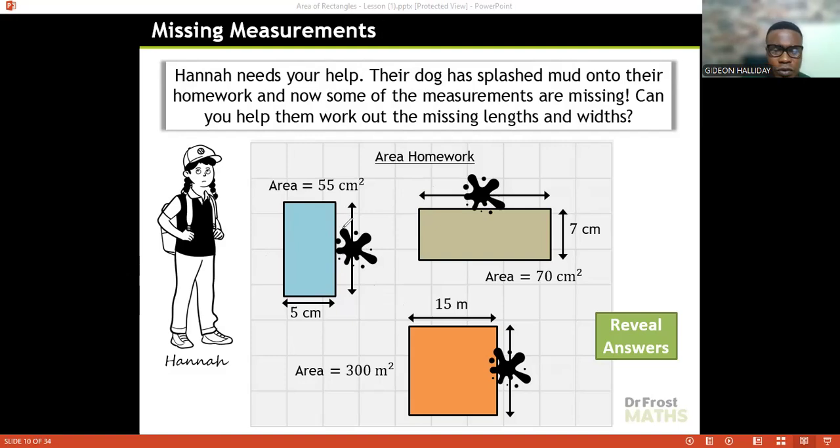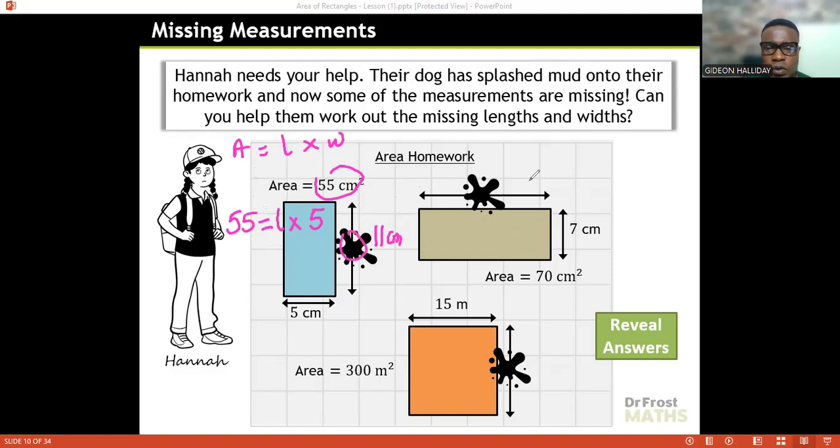Now, here's how you do it. Since you know that area equals length times width, what can we multiply? For example, let's use the first one. The area is 55, so you have 55 equals length times 5. What times 5 will give you 55? Of course, your answer was right. That's 11. So this is 11 centimeters for this one.